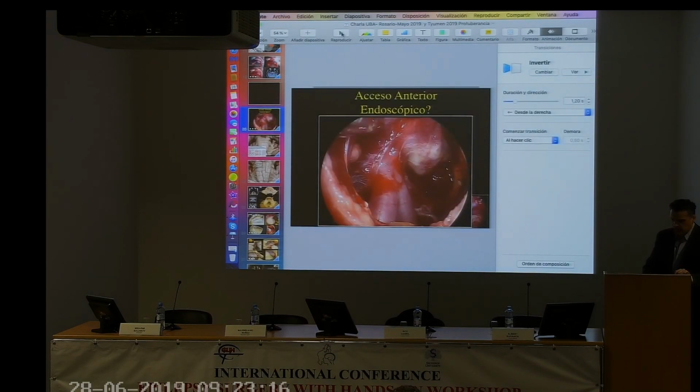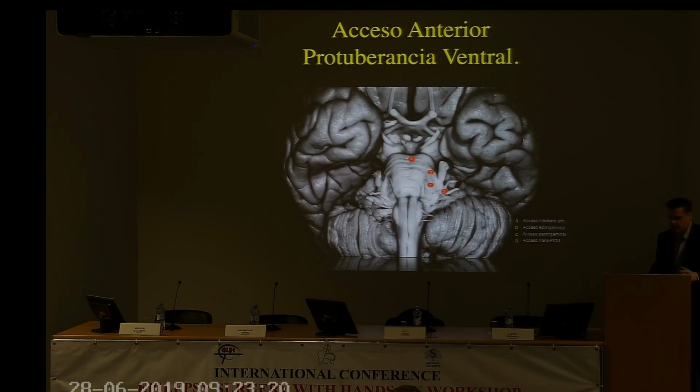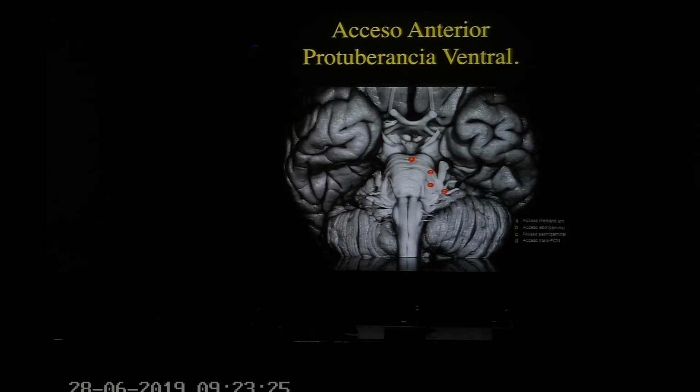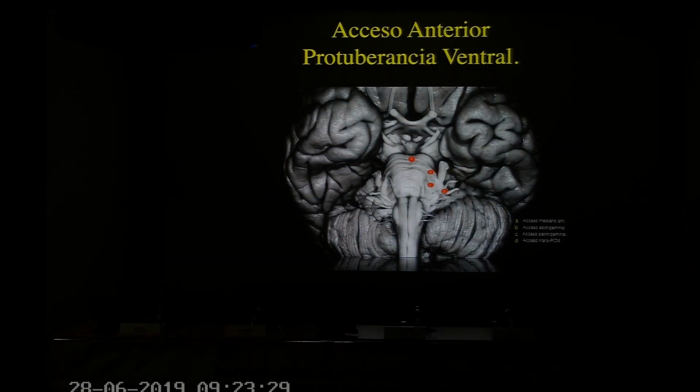I was talking about brainstem anatomy yesterday, but just for the midbrain. Today, I want to show you the approaches to the pons, to the medulla oblongata in the lower part, and from the back to the fourth ventricle. To start this talk, the access to the ventral protuberance area you can divide into 4 places.